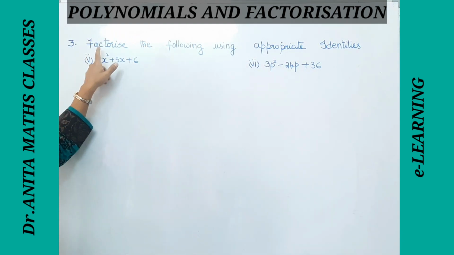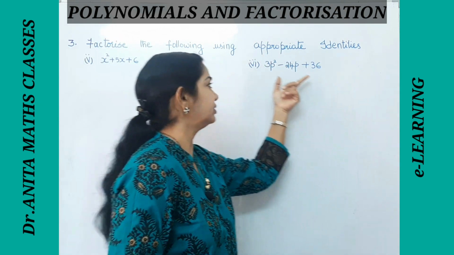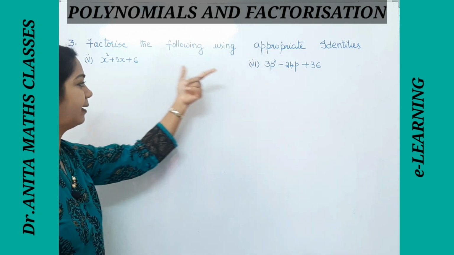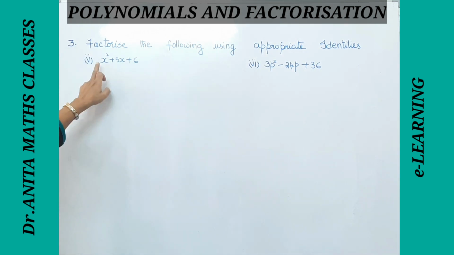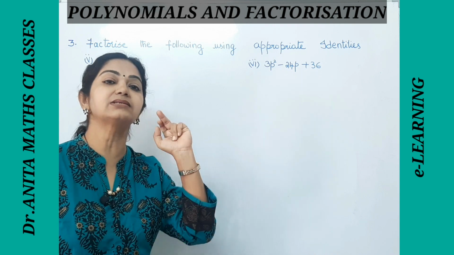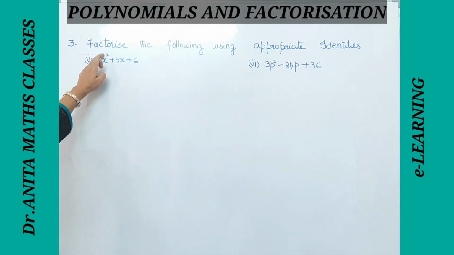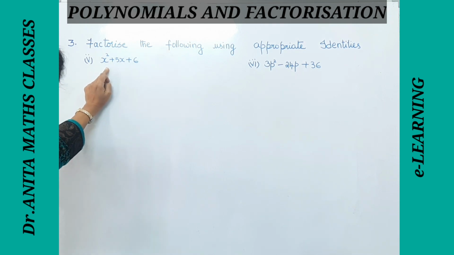See, factorize the following using appropriate identities. Now, these two given here are quadratic equations. Why quadratic? Because they are of degree 2. See, the degree is nothing but the highest power of the variable. Here the highest power is 2, that means degree 2. Degree 2 means it is a quadratic equation.